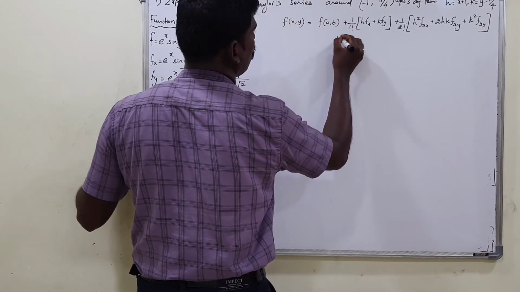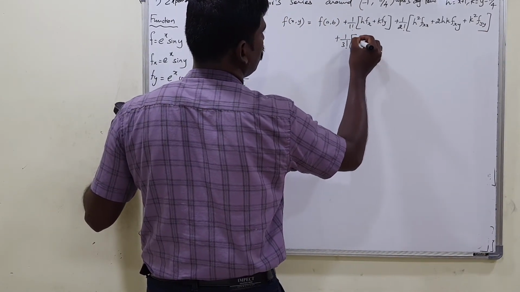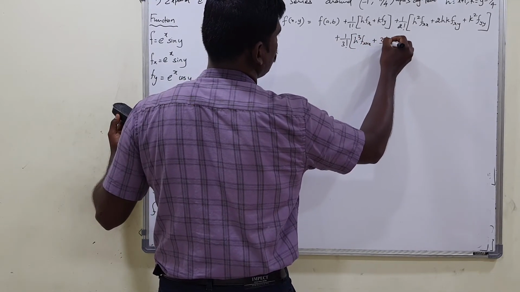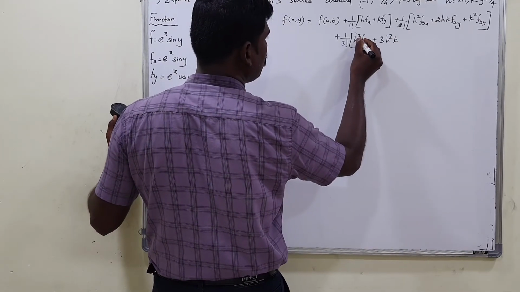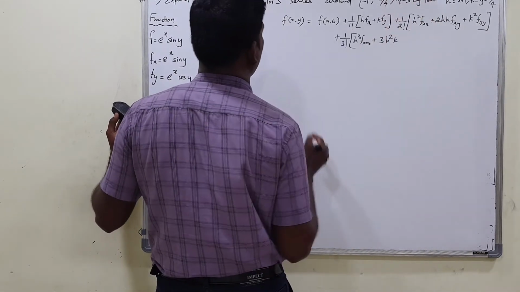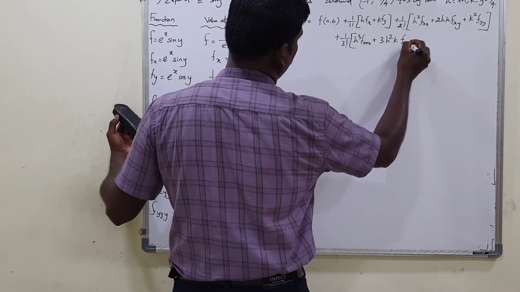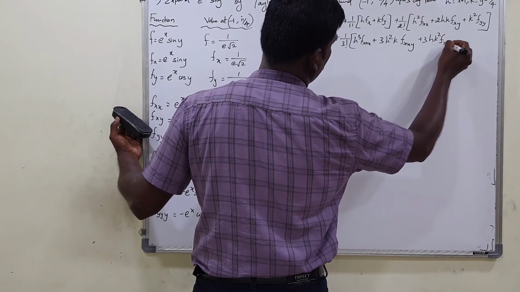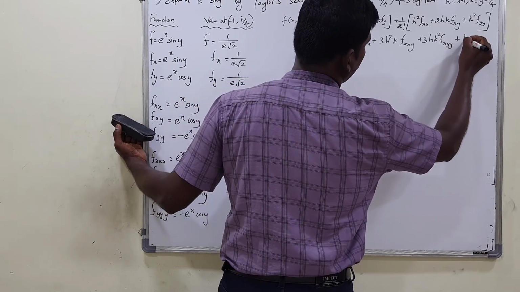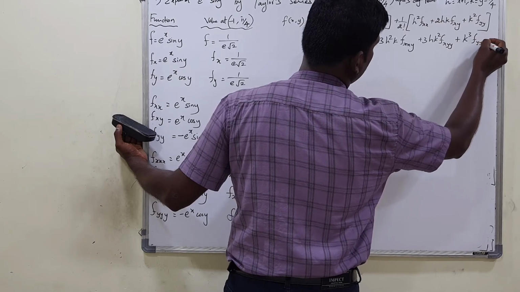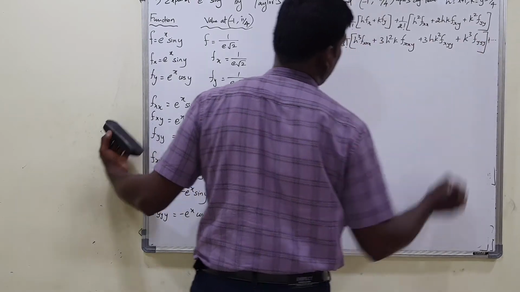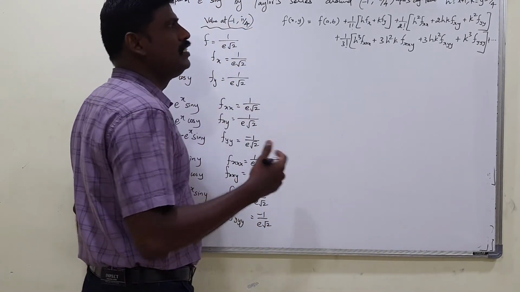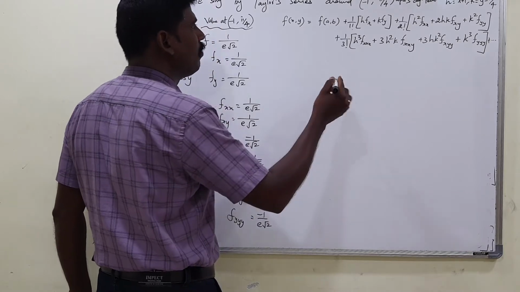So plus 1 by 3 factorial into h cube into f triple x plus 3h square into k, reducing the power of h 1 by 1 and increasing the power of k 1 by 1, same like that, f double x y plus 3h into k square into f x double y, isn't it? Plus k cube into f triple y, plus dot dot dot. Practice it well by writing this formula at least 10 times, and you can easily write that formula at your fingertips.